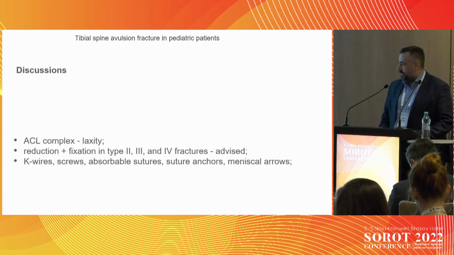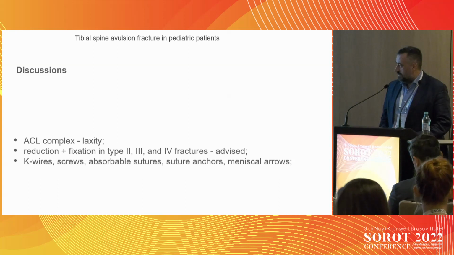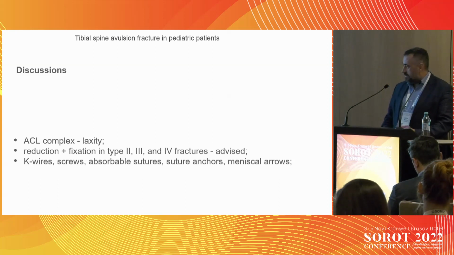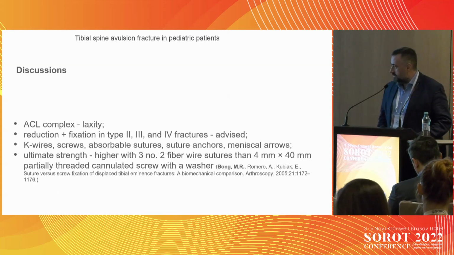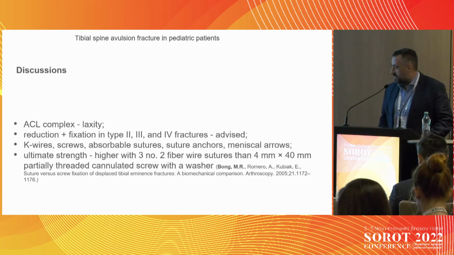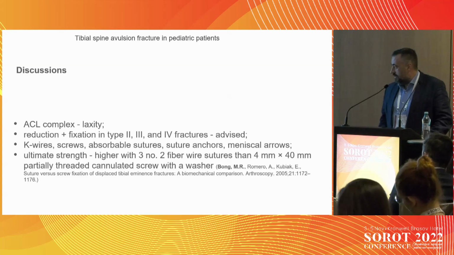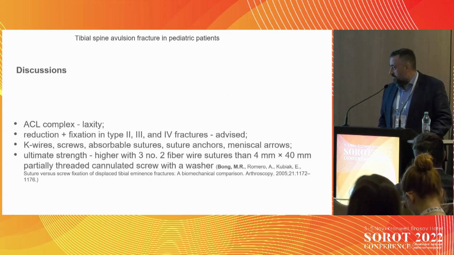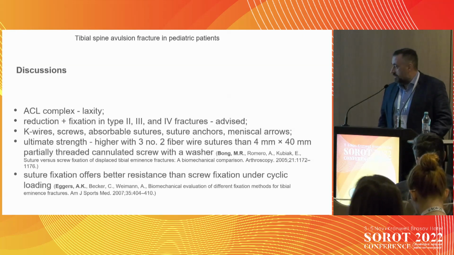There are all sorts of methods of fixation of this type of fracture. As you see, we might use K-wires, screws, sutures, suture anchors, and meniscal anchors. The ultimate strength is higher with number 2 FiberWire sutures than with screws with washers. It's an interesting study published in Arthroscopy in 2005 by Bong and co-workers. We found that suture fixation offers better resistance than screw fixation under cyclical loading.